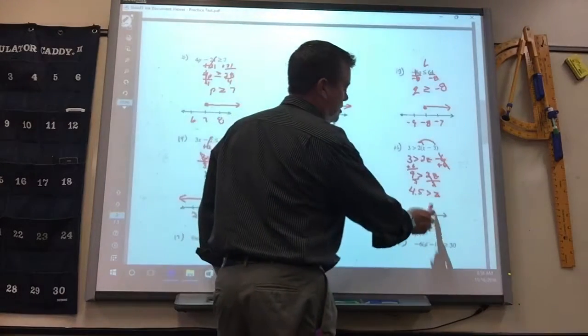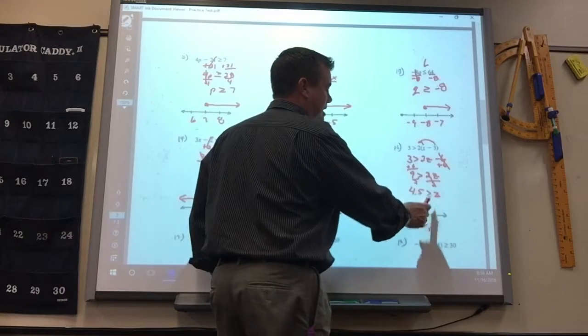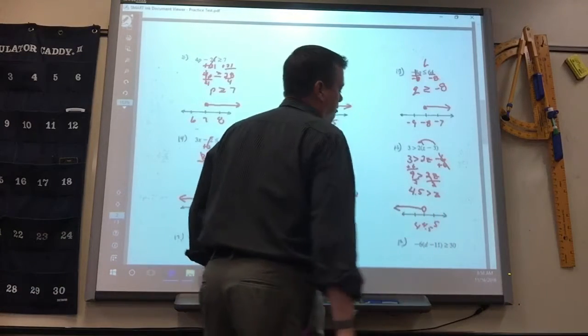And that would be a hollow circle. Read the letter first, read it backwards. Z is less than, so it goes to the left of 4.5.